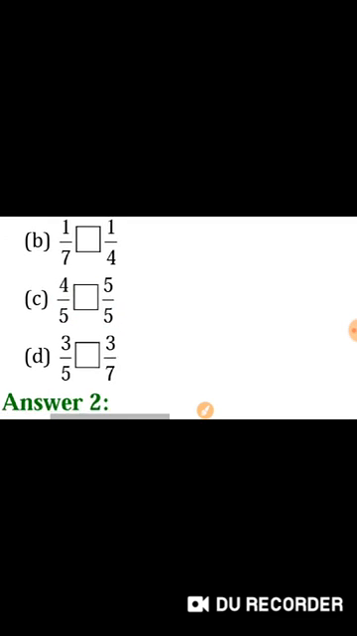Here the denominators are different but the numerators are the same, which means the lesser denominator will be the greater value. So 3 by 5 is greater than. I hope you understand this concept. Then make the third one: make 5 more pairs each and put appropriate signs.